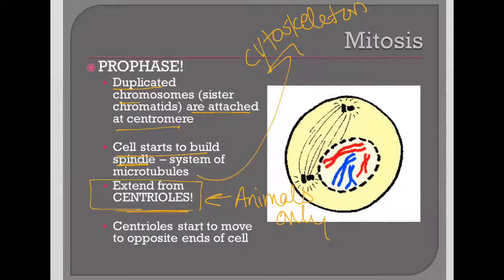Okay, and they are part of the cytoskeleton, and they will be the central system from which the microtubules in the spindle extend. So here in our picture, these are centrioles. We have 2 of them there, creating a centrosome, and we have these spindle fibers reaching out. Okay, and the centrioles start to move to opposite ends of the cell. Sorry, different poles of the cell.